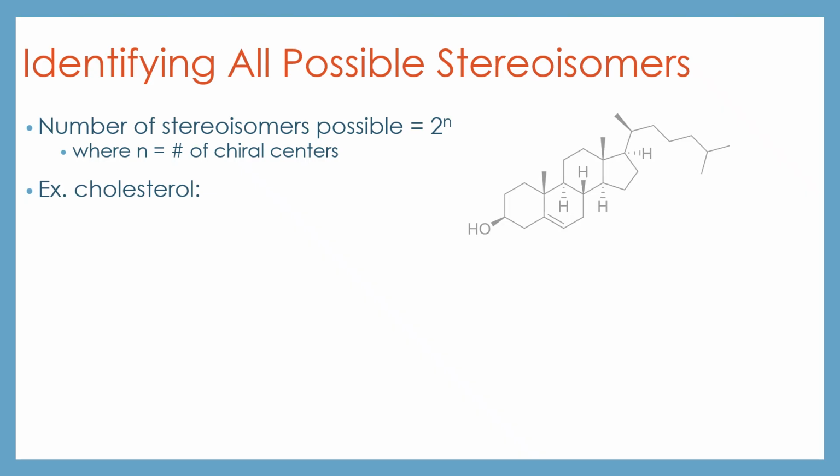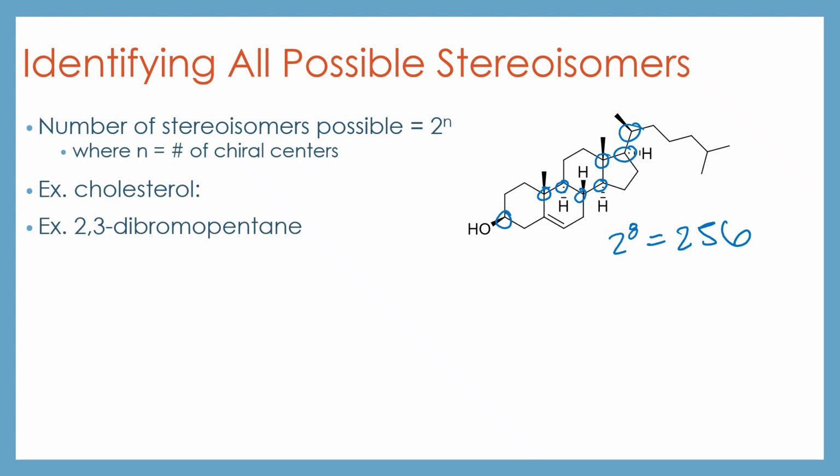Now, what if you have something quite large like cholesterol? Cholesterol has 1, 2, 3, 4, 5, 6, 7, 8 chiral centers. That means that there are 2 to the 8th possible stereoisomers, which means 256 possible. Now, we could not possibly draw all of those out. It would take ages, and we're definitely not going to do that as part of a video. But let's do an example where we could do that.